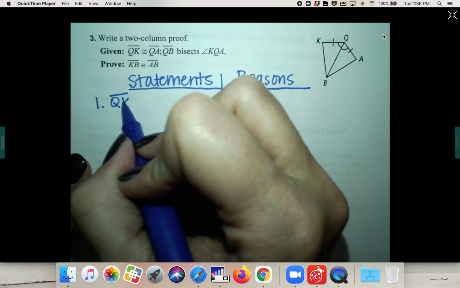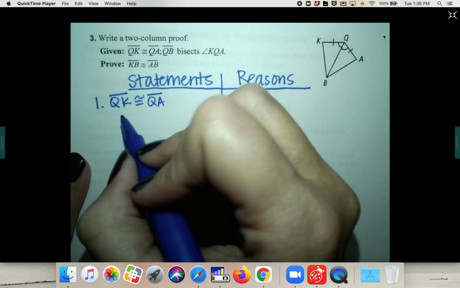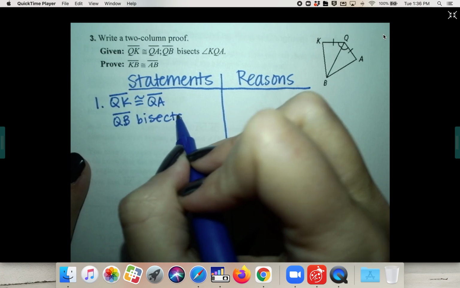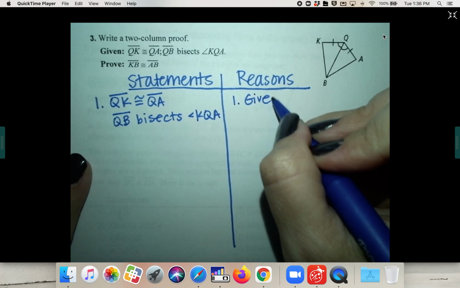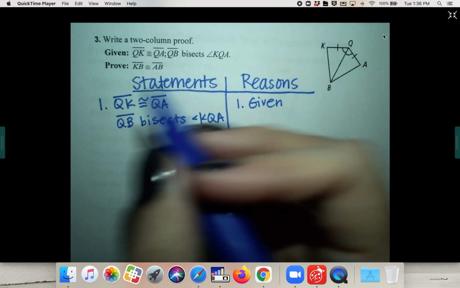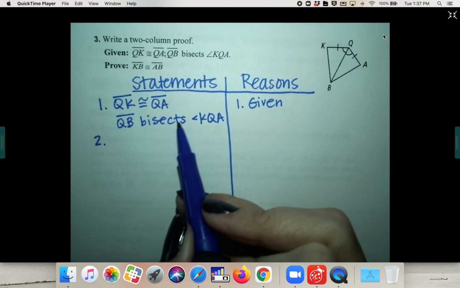Side QK is congruent to side QA, and also we know that QB bisects angle KQA. Okay, that was all given. So let's make sure it's all marked up correctly. So these two are congruent, and this bisects these two angles, which is why those two angles are now congruent, equal to each other. Actually, we don't know that. We've marked it up, but we should actually go on the next step to writing that these two are congruent by definition of angle bisector.